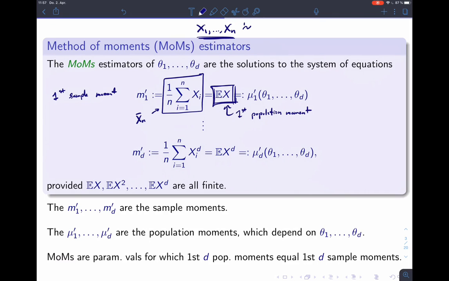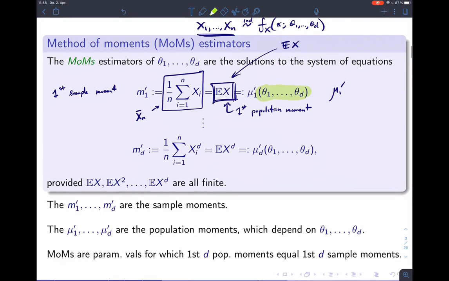Now if my random sample comes from some distribution, say depending on the parameters theta 1 through theta d, then the expected value of x is going to depend on the values of those parameters. So we're using this notation mu1 prime, and we're emphasizing that it depends on these parameters. We'll see examples of this.